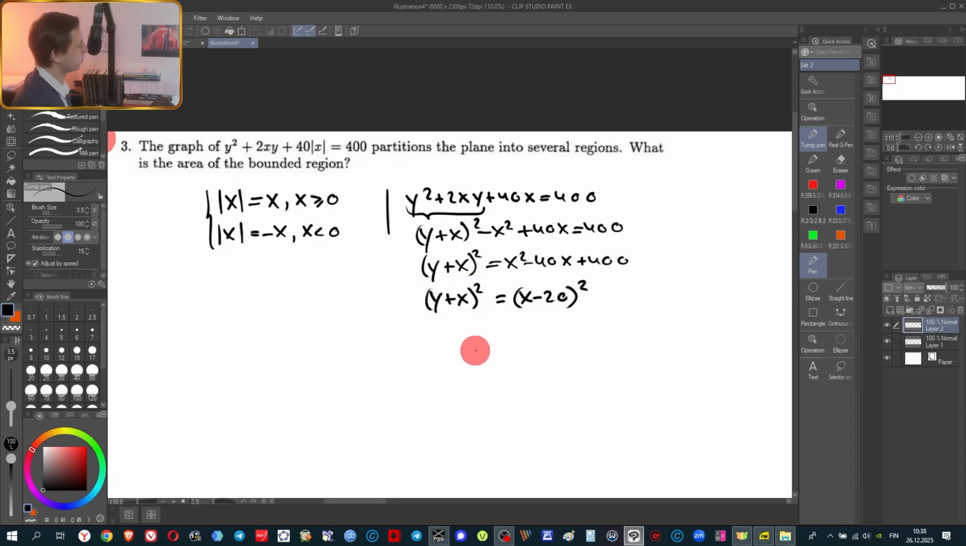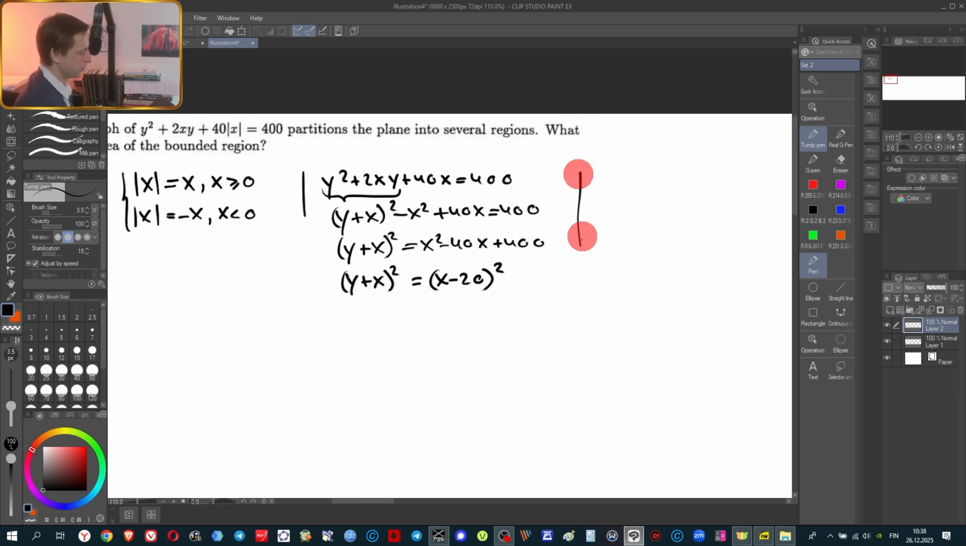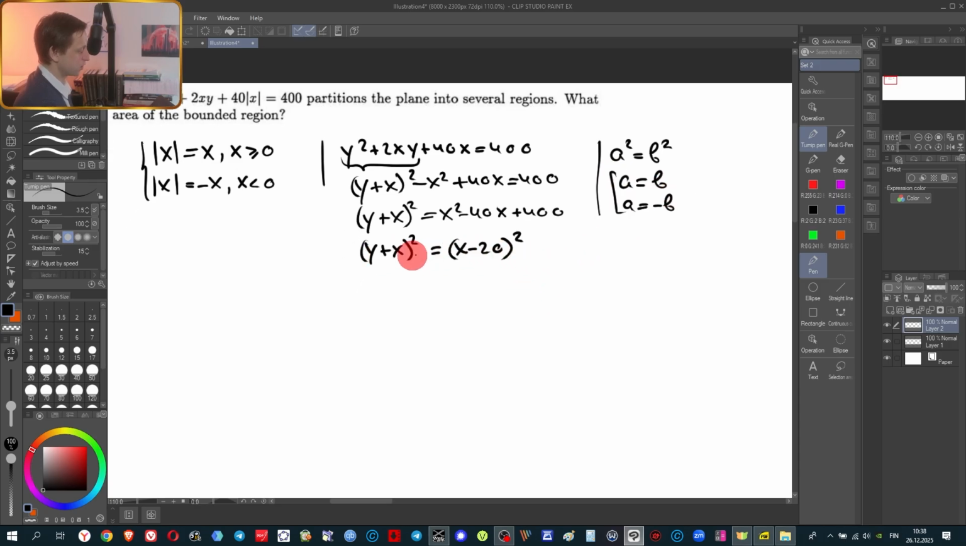And now everything looks super simple, because you have the condition that the squares of two values are equal. It's similar to the case where a squared equals b squared. Therefore, a must be equal to b, or a must be equal to minus b. Both of these options work for you. So let's, for example, work with the first scenario: y plus x equals x minus 20. And also the second scenario, we will mark it: y plus x equals 20 minus x.